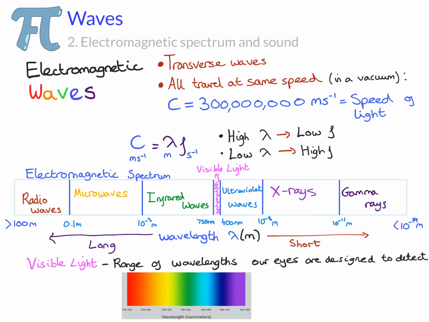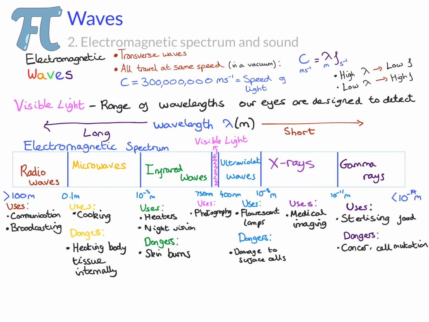Within the visible spectrum, we find that our brains interpret longer wavelengths as red light and shorter wavelengths as blue light, with the spectrum of colours in between. We have applications for the whole range of the electromagnetic spectrum, and a few uses and potential dangers are listed here.